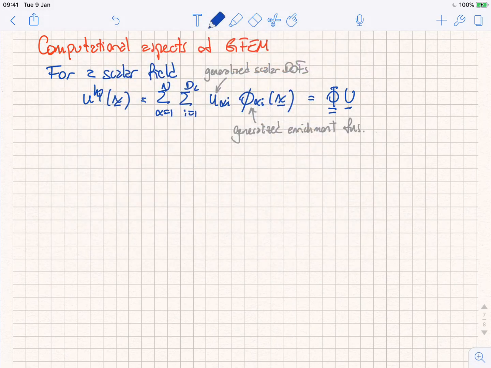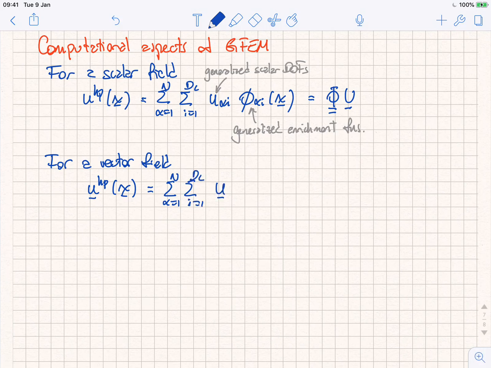Now for a vector field, the approach is similar. The only thing that is going to change is that now we're going to be using vectors. So now our u^hp is a vector valued function. Now the degrees of freedom are also vectors. But then nothing else changes. Everything remains the same.